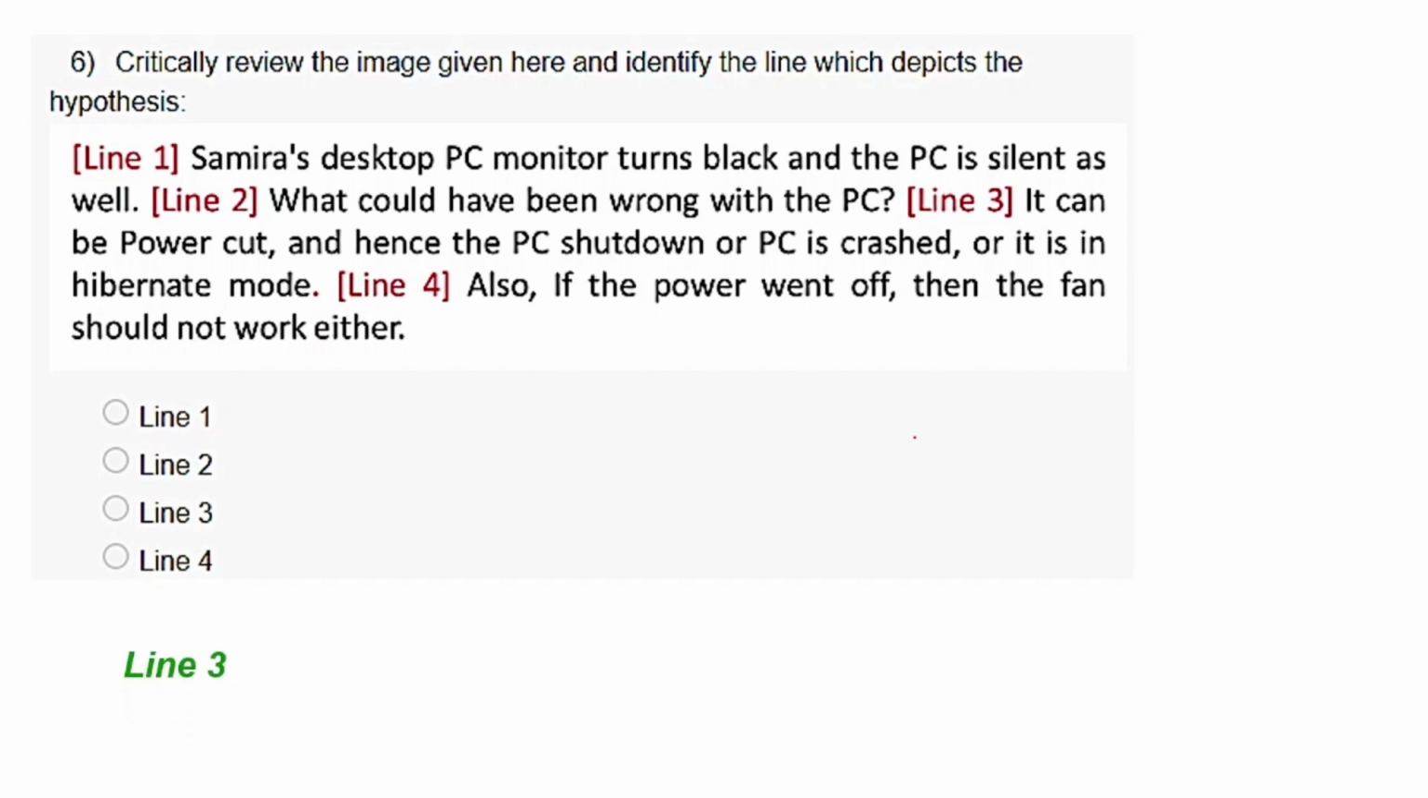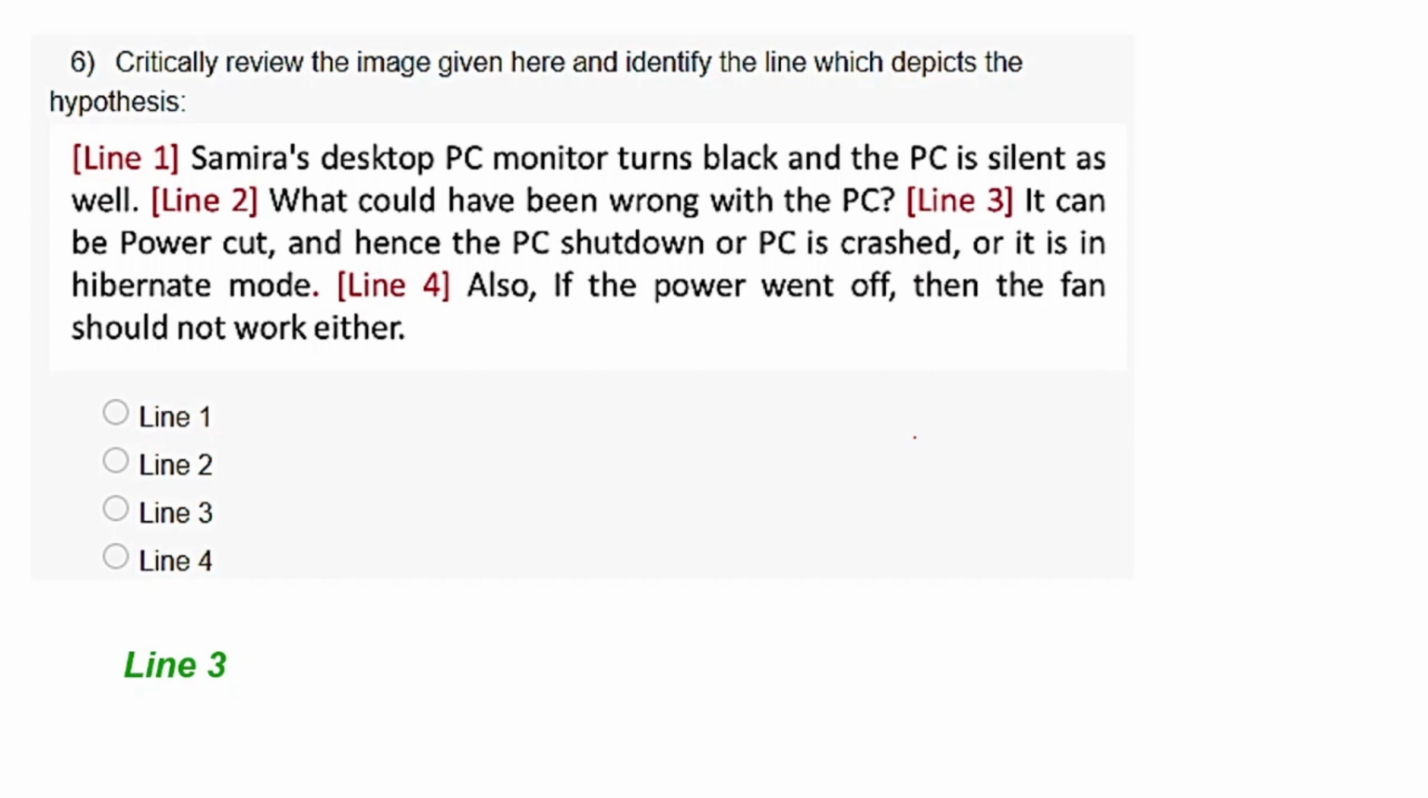So line 1 is something that has happened. Line 2 is you're asking the question. You're raising the question that what could have happened that the PC has turned black. Line 3 is like you're predicting. As I said before, you're predicting something. It can be a power cut because the PC has also shut down, or it has crashed, or it is in hibernate mode. It can be power cut, shut down, crash, or hibernate mode. These are the 4 hypotheses that you're putting forward. Any one of them is true, obviously, or it can be something else completely. You're not thinking about it.